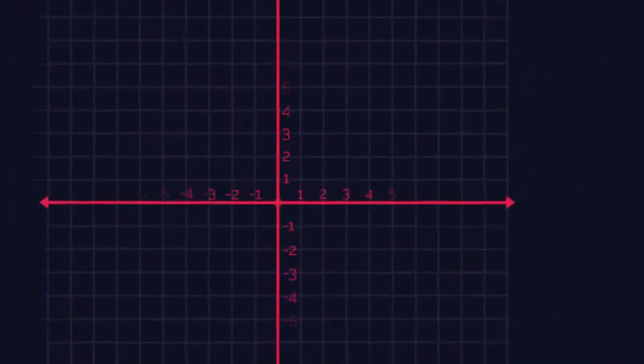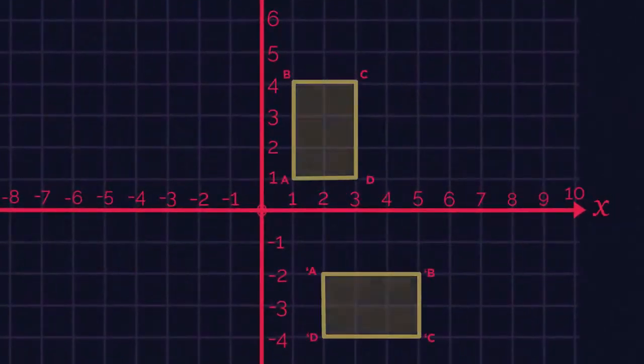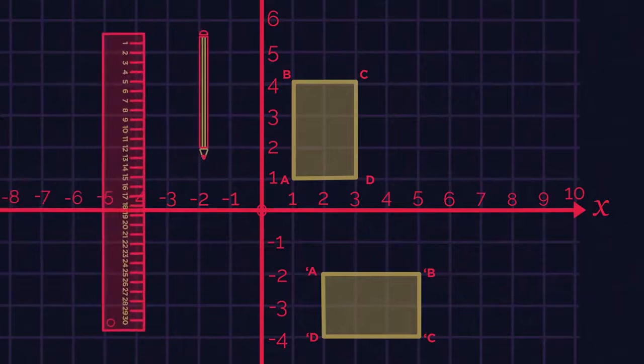Okay, so now we know how to rotate a shape around a point, but sometimes we might be given the starting shape and then a new rotated shape and be asked to find the center of rotation. The most important thing to remember is that the center of rotation must be the exact same distance from both shapes. Grab a ruler and a pencil and let's get started.